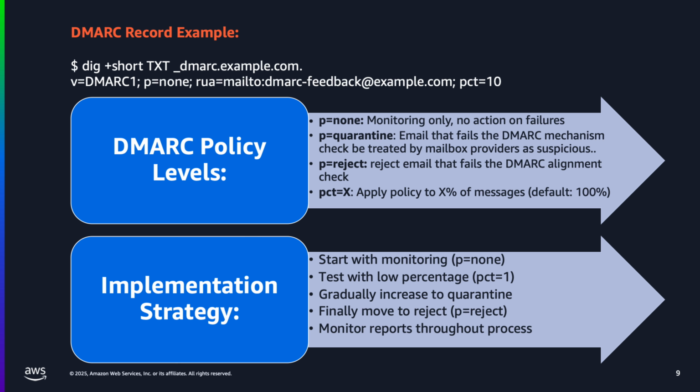Once you have analyzed and addressed any authentication issues, gradually increase enforcement by moving to quarantine, p=quarantine, and increasing the PCT value, which directs failing emails to spam folders, allowing you to assess impact without completely blocking messages. Finally, progress to reject mode, p=reject, which prevents non-compliant emails from being accepted.